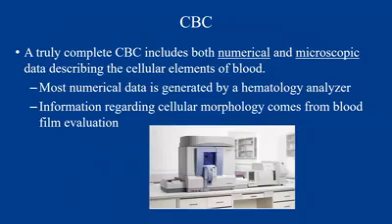So a truly complete CBC includes both numerical and microscopic data describing the cellular elements of blood. Most numerical data is generated by a hematology analyzer, and then information regarding morphology, things like infectious agents, plastic cells, shape change, that should truly come from blood film evaluation.